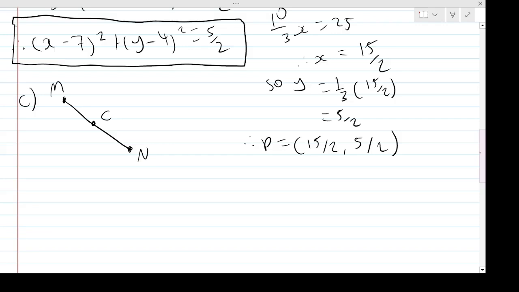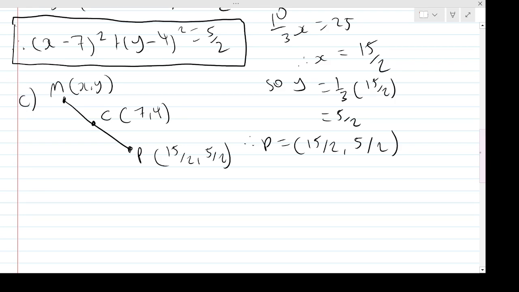And this goes back to what we looked at with chords and perpendicular bisectors earlier on in the chapter: the midpoint of a diameter is the centre. Here we know the centre is (7, 4), and we know P, which we worked out in the last question, is (15/2, 5/2). Well, we can work out this point (x, y), can't we? If we consider the midpoint formula, we can work that out. So let's work out the midpoint, because it has to be the centre.